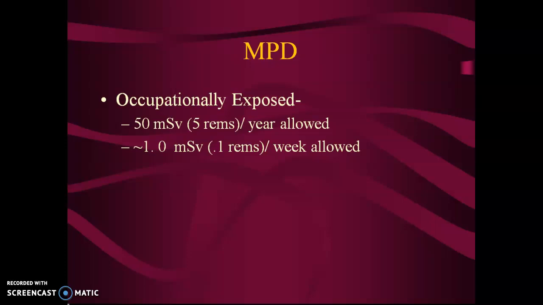Under the occupationally exposed, here are the guidelines that they set up. You've got 50 millisieverts, or 5 rems per year, or 1 millisievert, or 0.1 rems per week. An easy way to remember that is there are 52 weeks in a year, and they give you 50 millisieverts per year, or 1 millisievert per week, giving you a 2-week vacation. Just an easy way to remember it.